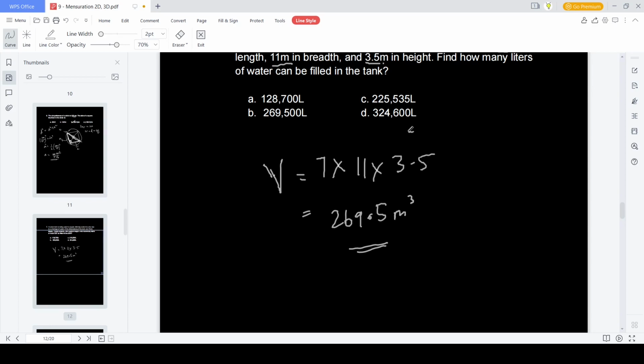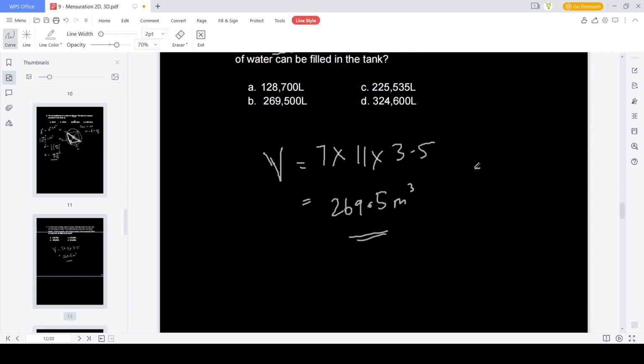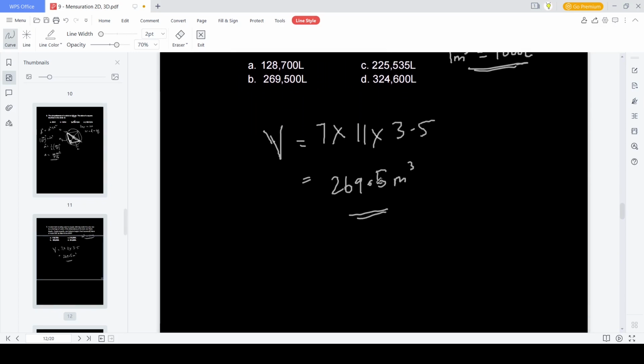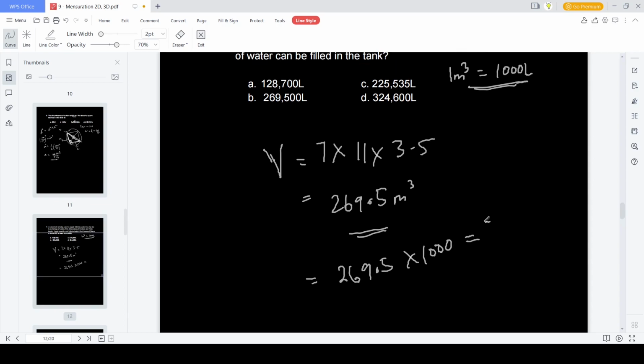But they are asking in liters. How many liters of water? There is one small conversion factor here. 1 meter cube is equal to 1000 liters. This should be learned by heart. This you should know. So to convert it into liters, we just have to multiply by 1000, which is nothing but 269,500. So this is 269k liters.